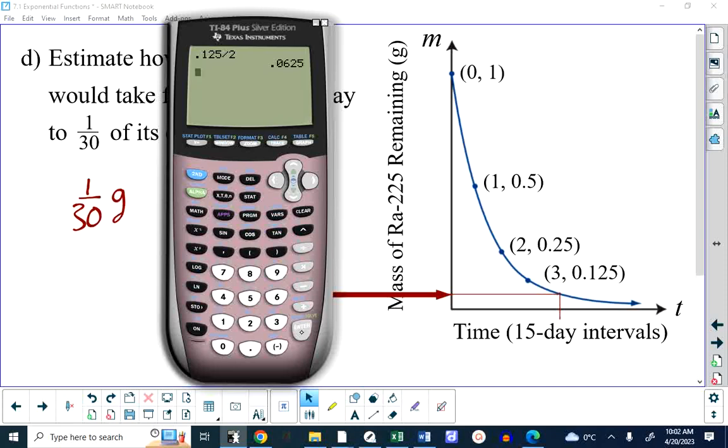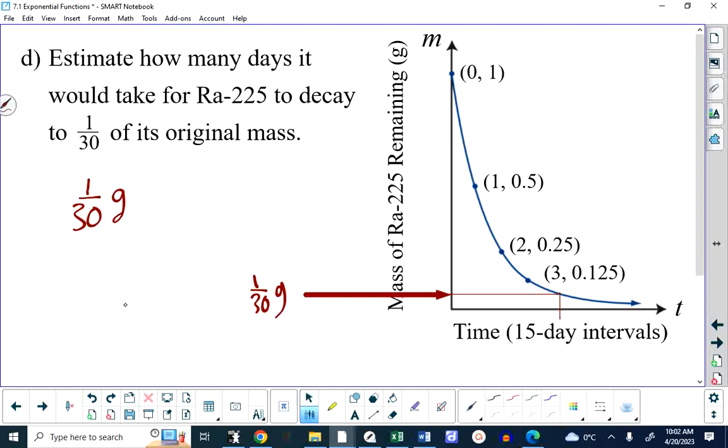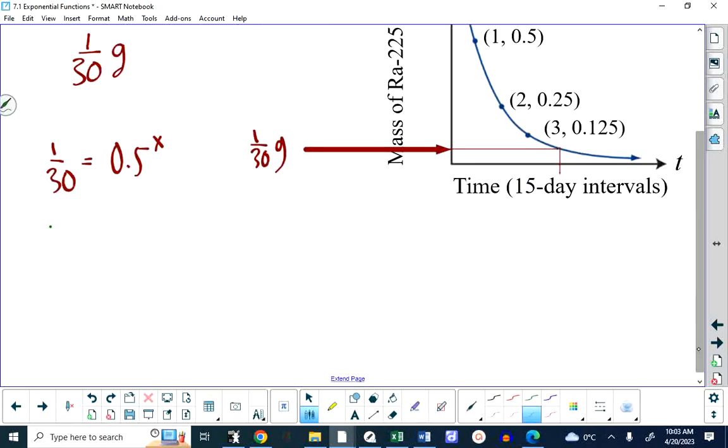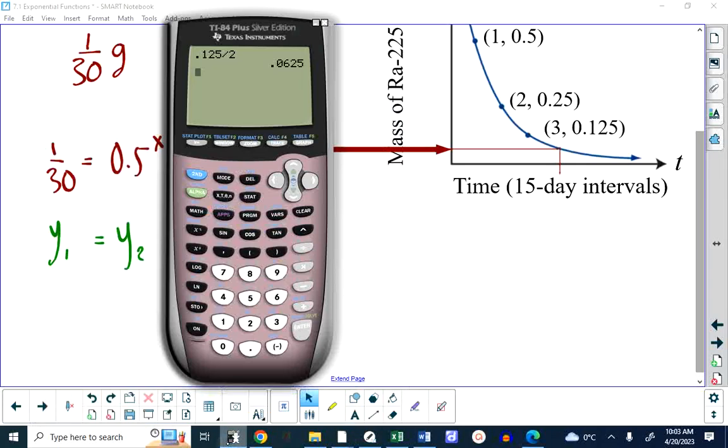But that's okay, because we're not going to solve it by looking at the graph on paper. We're going to solve it by looking at the graph on our calculator. We're going to take 1/30th equals 0.5 to the x and solve it on our graph, because you don't know how to solve this algebraically yet. To solve it algebraically, you would need to know about logarithms, and we don't know anything about logarithms yet. So I'm simply going to go y1 equals y2. What do we get here?